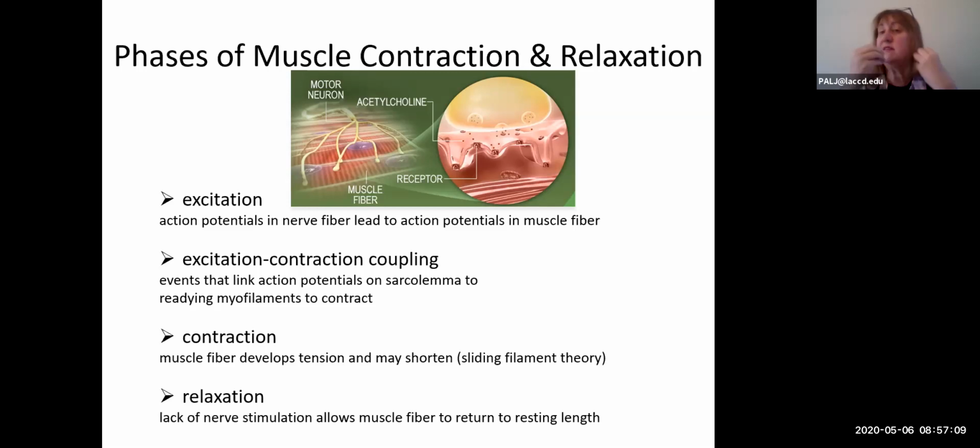The third phase is the actual contraction phase, where that muscle fiber develops tension and hopefully will shorten. This is the thing we talked about previously called the sliding filament theory. We're going to go through it again in detail. And the fourth phase is going to be the relaxation phase, where now we no longer have any stimulation, so the muscle can return to its resting length, and will be ready to be excited again.